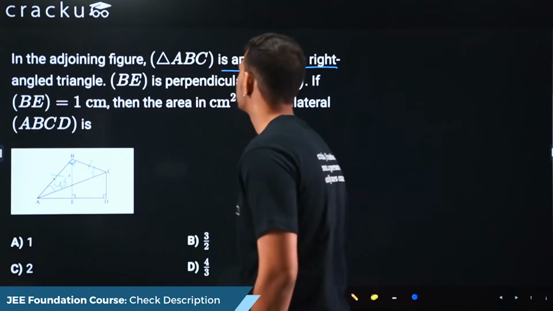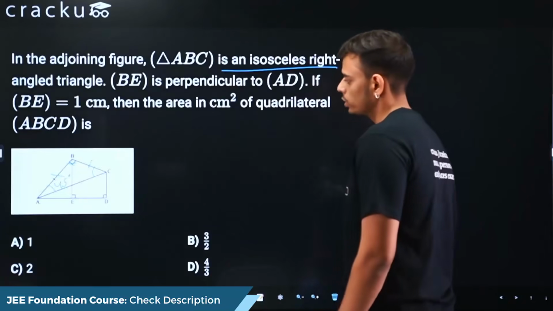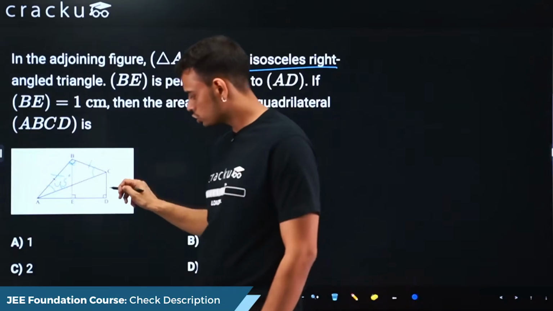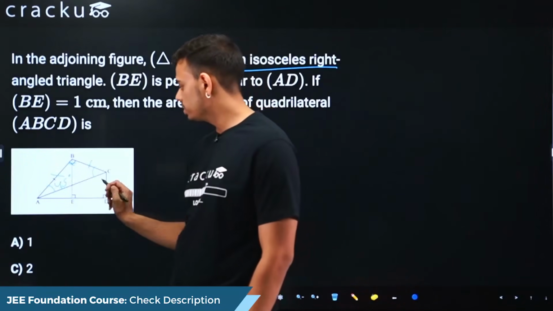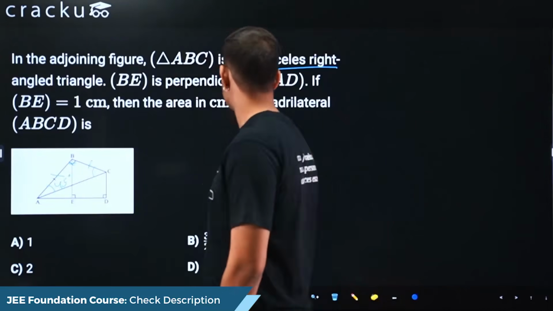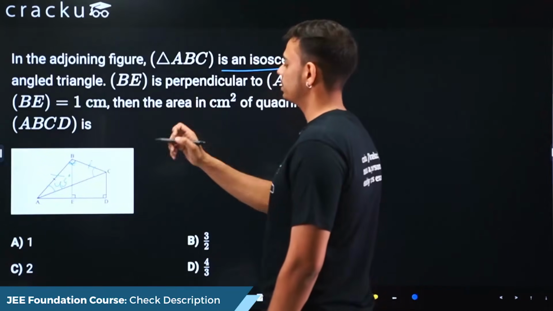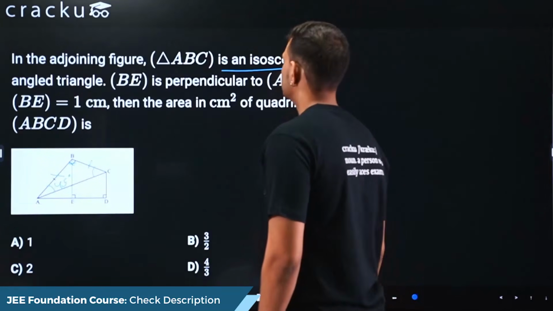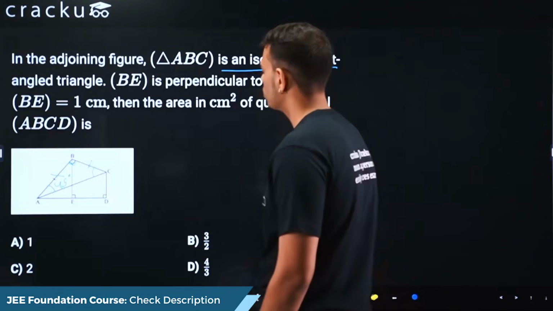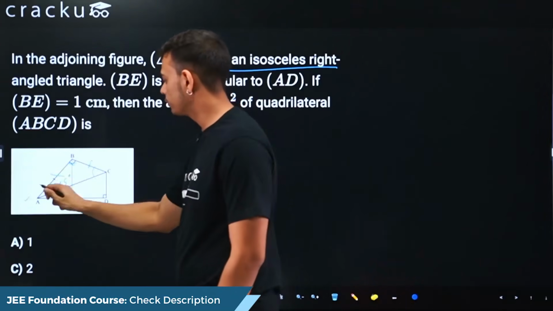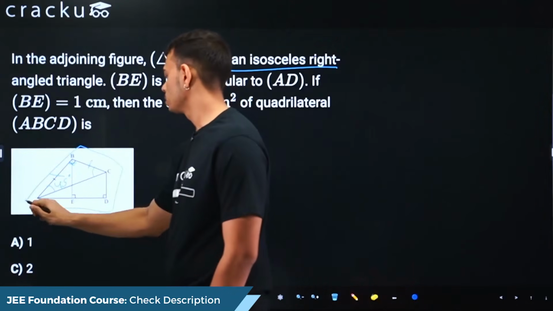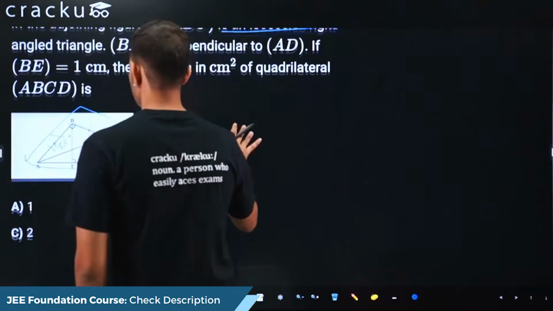Okay, what else? BE is perpendicular to AD, CD is also perpendicular to AD, then BE will be parallel to CD. Okay, if BE is 1 centimeter, we are given the length of BE, then the area in centimeter square of the whole quadrilateral ABCD. We have to find the area of ABCD. Okay, I'll draw it here.